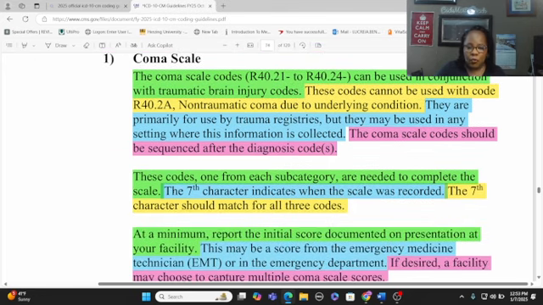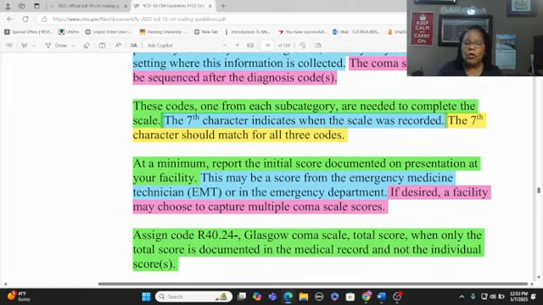It says these codes, one from each subcategory, are needed to complete the scale. The seventh character indicates when the scale was recorded. The seventh character should match for all three codes. It says, at a minimum, report the initial score documented on presentation at your facility. This may be a score from the emergency medicine technician, such as EMT, or in the emergency department. And if desired, a facility may choose to capture multiple coma scale scores.